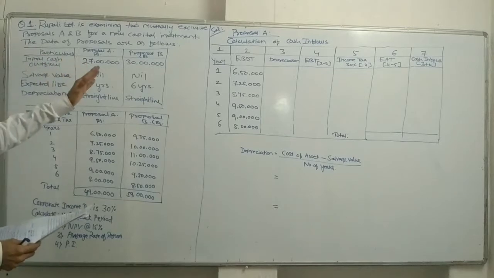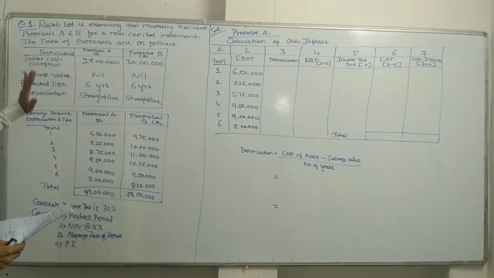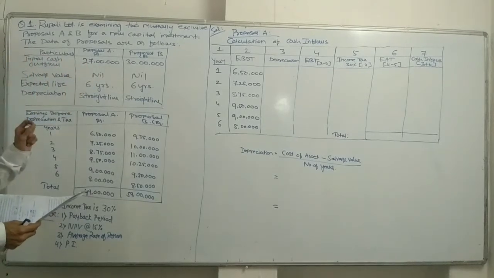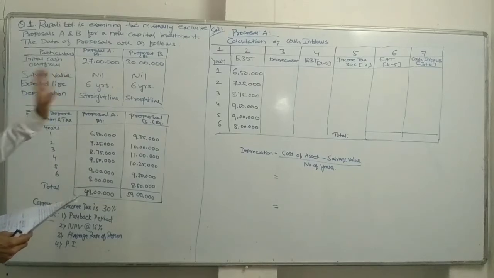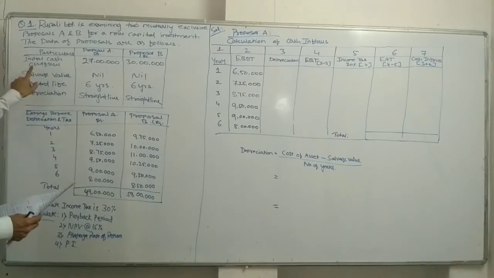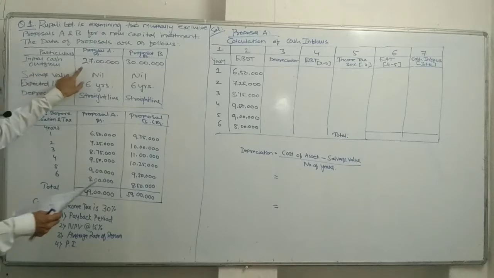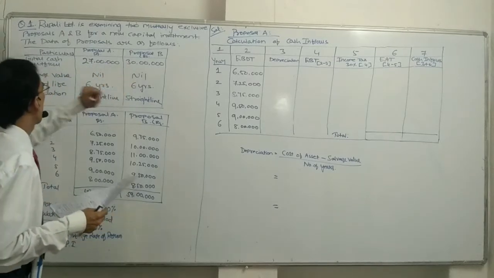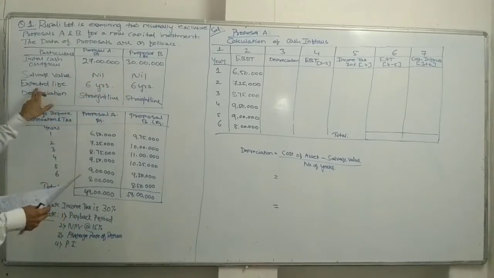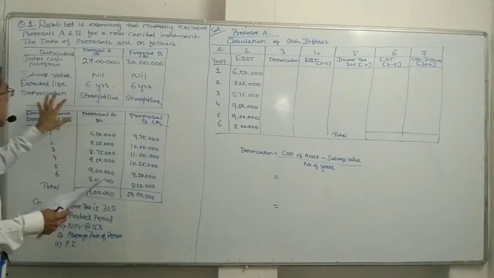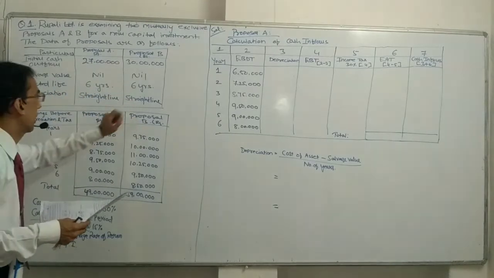Rupali Limited is examining two mutually exclusive proposals, A and B, for a new capital investment. The data of the proposals are as follows. Initial cash outflow 27 lakh, 30 lakh, salvage value nil, expected life 6 years, 6 years, depreciation straight line.